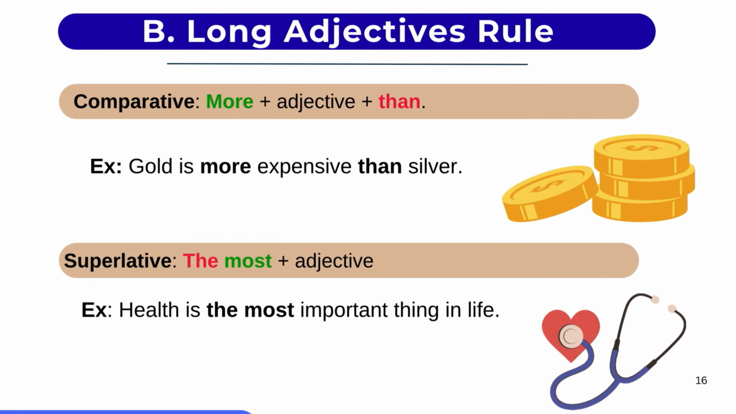The long adjectives rule also has comparative and superlative. For comparative, we have more plus adjective plus than. For example, gold is more expensive than silver. Superlative, after the, we have most plus adjective. For example, health is the most important thing in life. So here we have the and most.